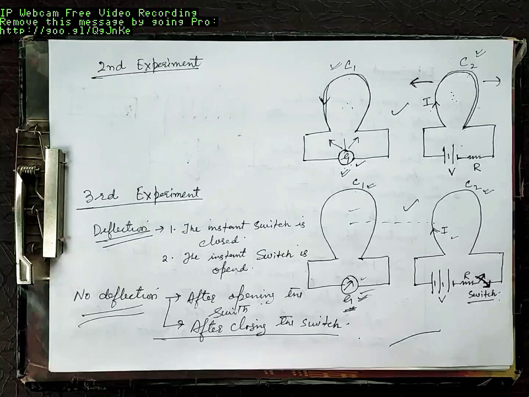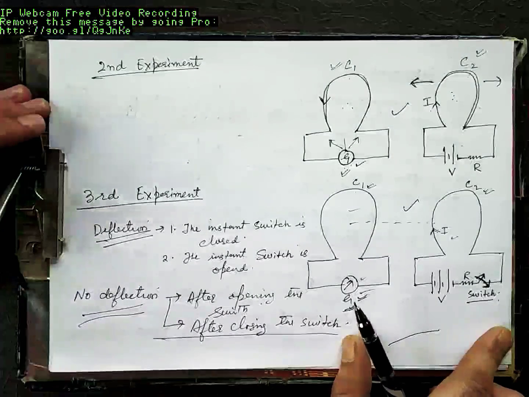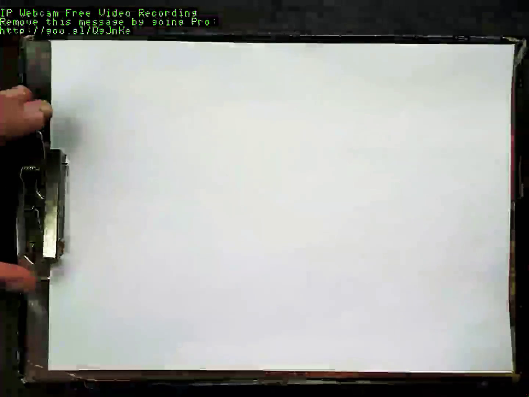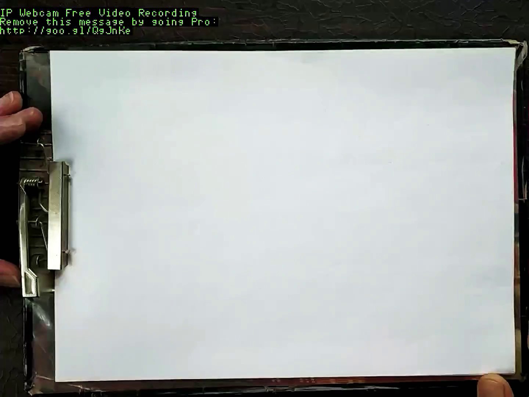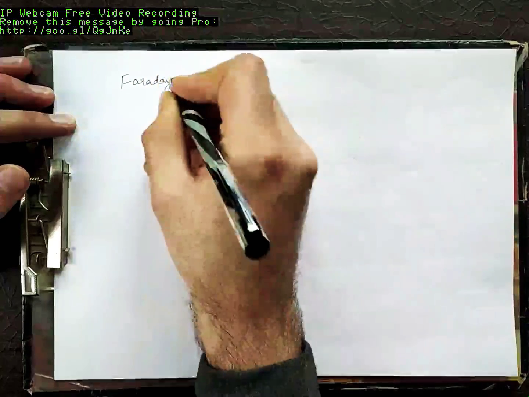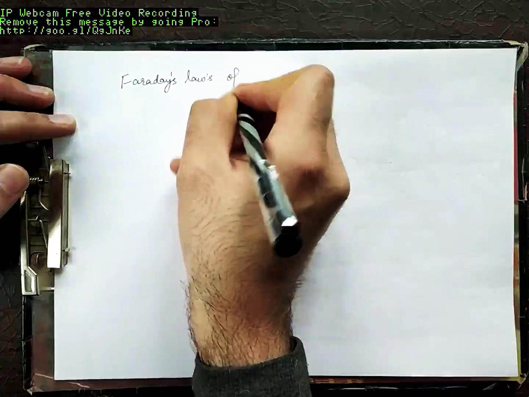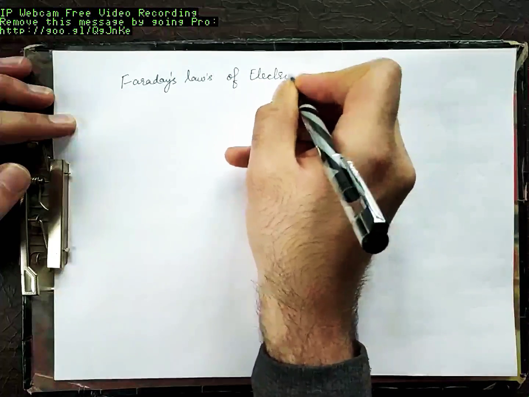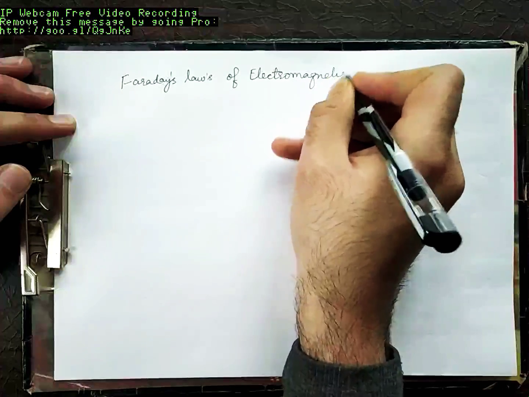Welcome back. Now, in order to explain the outcome of the experiments that were performed by Faraday, the three experiments that we studied in previous lectures, in order to explain the reasons, the physics behind the three experiments that were performed by Faraday, Faraday put forward the laws of electromagnetic induction. Faraday's laws of electromagnetic induction.